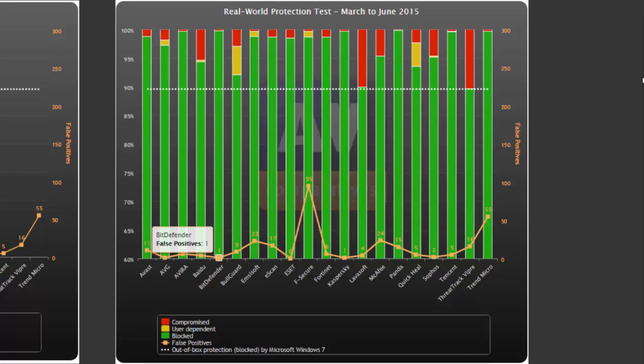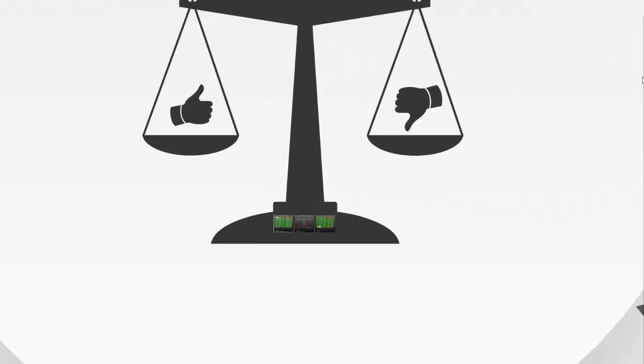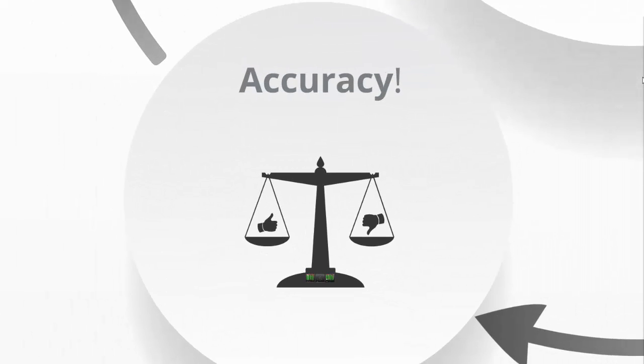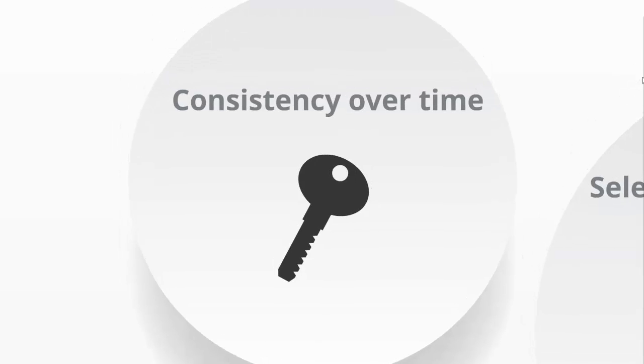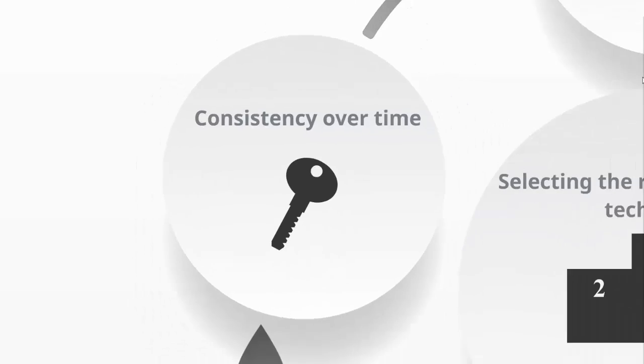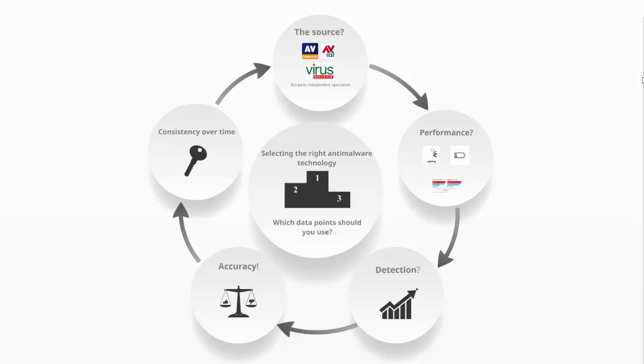In summary, to get the best out of test results, look at performance, detection, and accuracy, but not as standalone pieces of data. Ultimately, decide what combination of the three is most acceptable for your company. On a final note, look at these three results over time. If you are looking to partner with an anti-malware company, you need to know that there is a consistent history of excellence in these three areas.